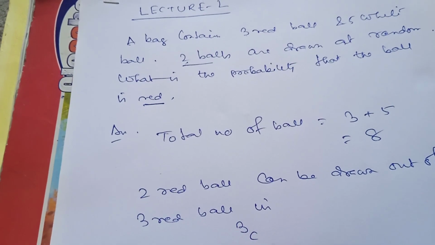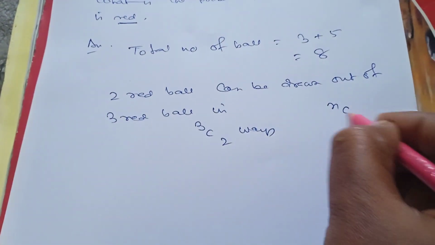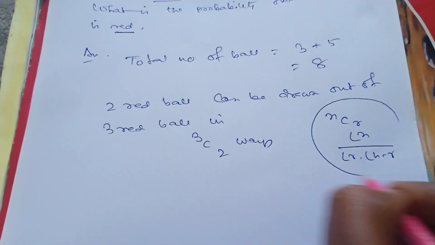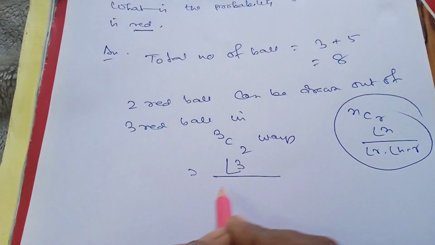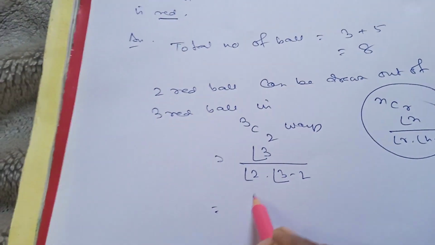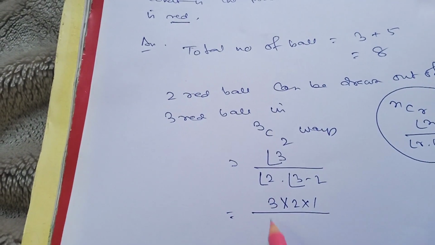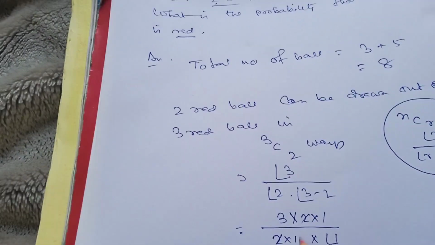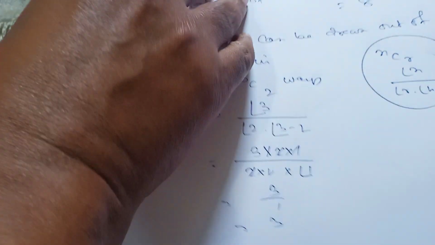out of three red balls in 3C2 ways. What is the formula for nCr? Do you know? Factorial n by factorial r into factorial n minus r. So now it can be presented in this way: factorial 3 by factorial 2 into factorial 3 minus 2. It can be written in this way: 3 into 2 into 1 divided by factorial 2 means 2 into 1 into factorial 1. 3 by 1 equals 3. This is the favorable event.